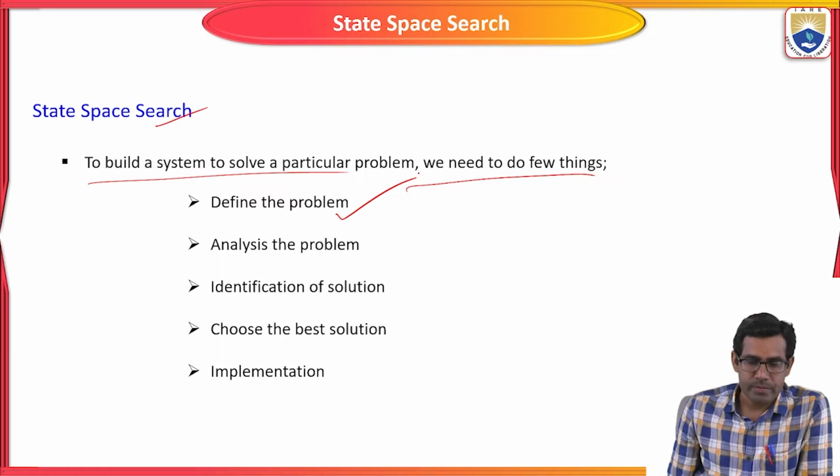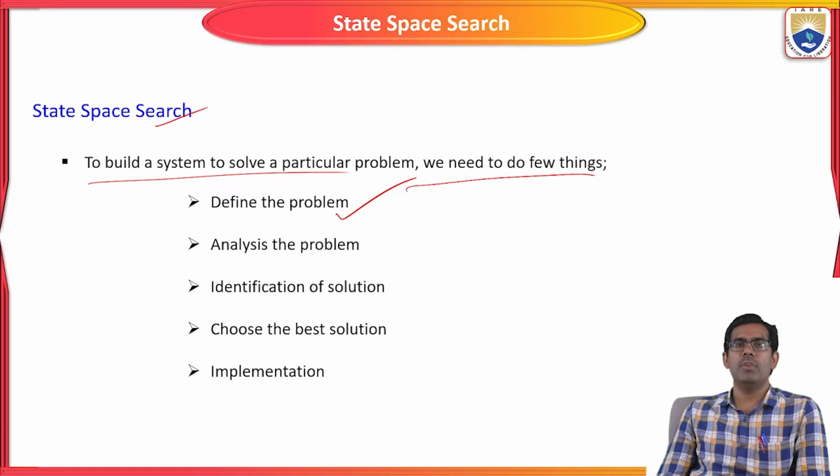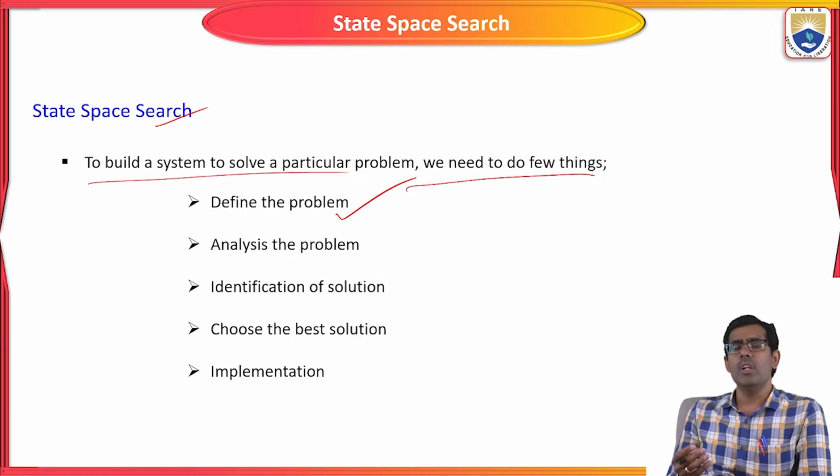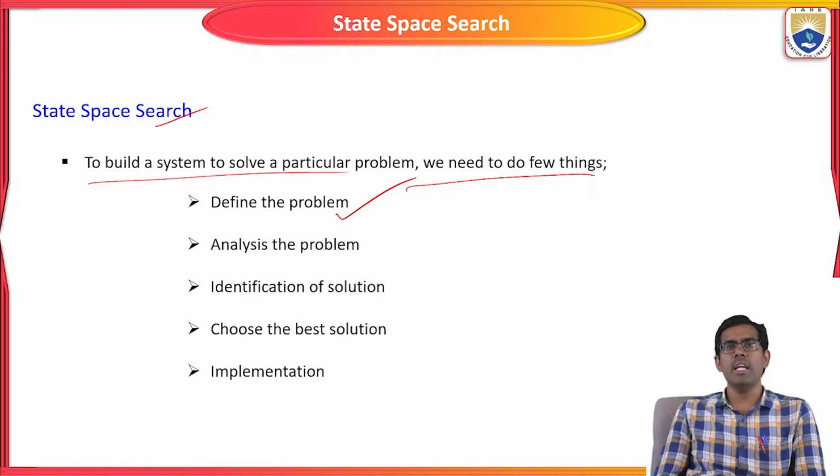The first one is define the problem. If you have some problem statement, first we should understand what the specific problem is, how we are going to solve it, and how we are going to reach the goal state or an appropriate or optimal solution. So first we have to define the particular problem. What is the problem statement? In which way are we going to search for collecting the necessary data? This we have to do first, that is, defining the problem.